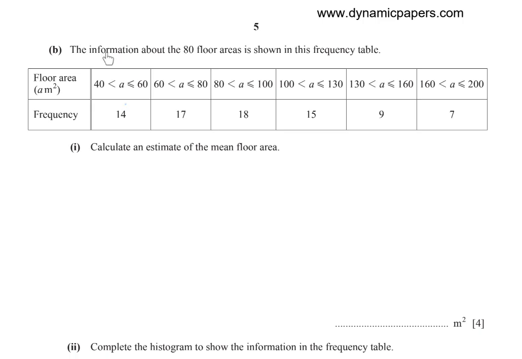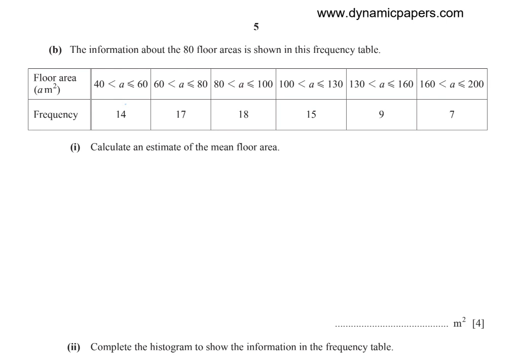D. The information about the 80 floor areas is shown in the frequency table. Calculate an estimate of the mean floor area. To find the mean, you need to find the middle value for each group, then multiply the middle value by the frequency, then divide by the total frequency, which is 80.